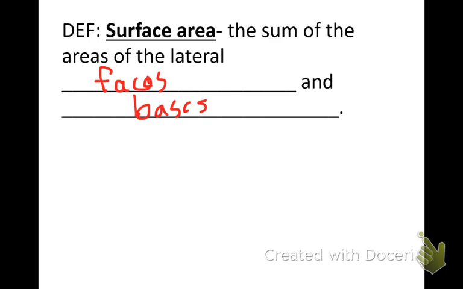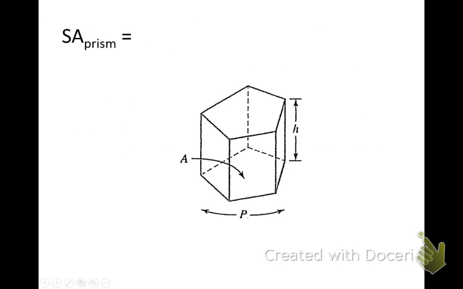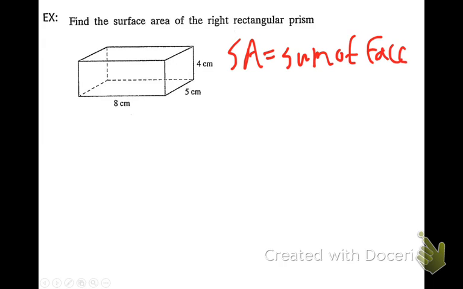So I will let you, if you want to, on surface area of prisms and that type of thing, for a prism you can do the surface area equals the sum of the faces. I'll accept that as your formula. Or you can break it down, like in this case this is a rectangular prism.